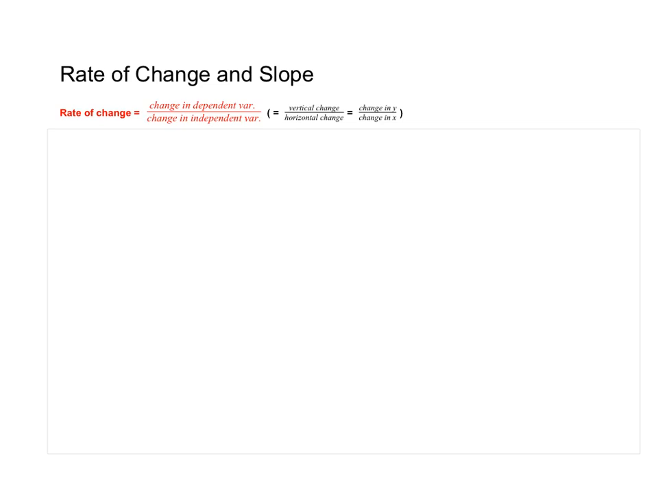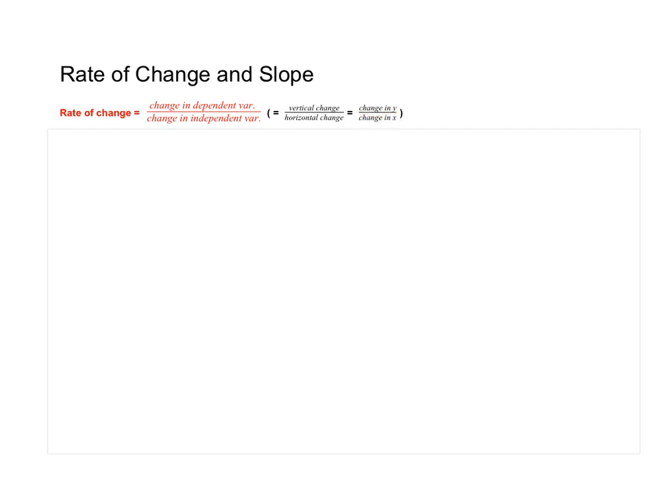And when you look at a graph, usually we use the y-axis to represent the dependent variable and x to represent the independent variable. So rate of change can also be defined as the vertical change, which is the y-axis, over the horizontal change. Change in y, change in x.